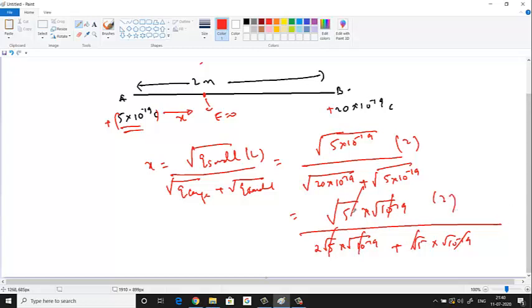So everything got cancelled. What is left here? In the numerator you are left with only 2, denominator 2 plus 1. So therefore what you'll get? Therefore you'll get 2 by 3. Therefore x is equal to 2 by 3 meters. Matlab, from the smaller charge the distance is 2 by 3 meters.